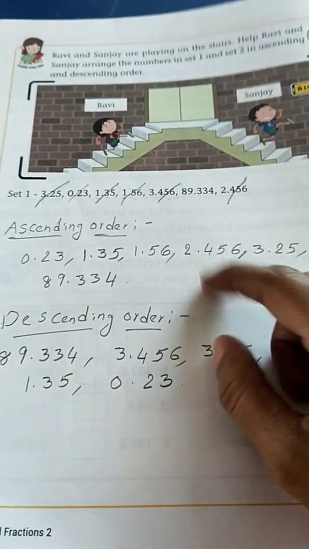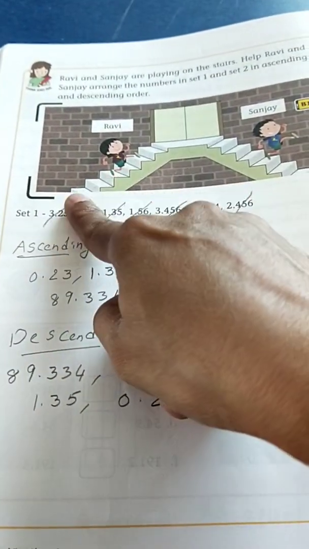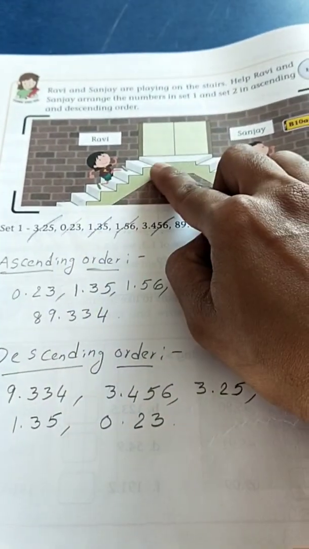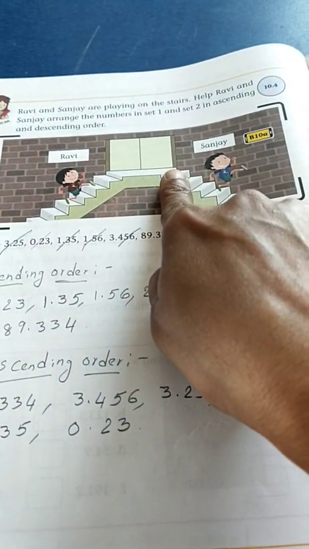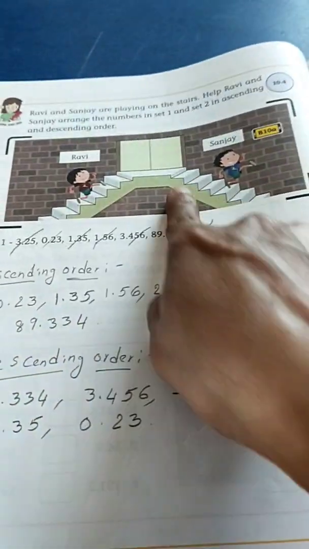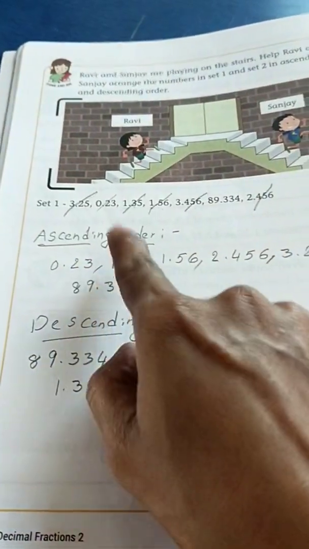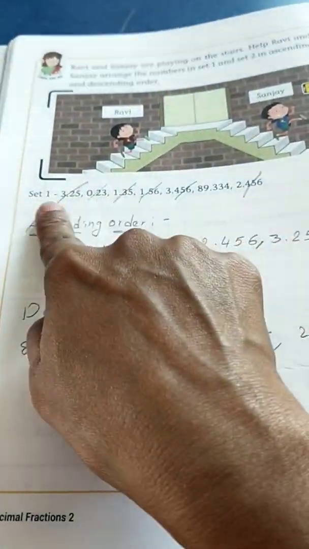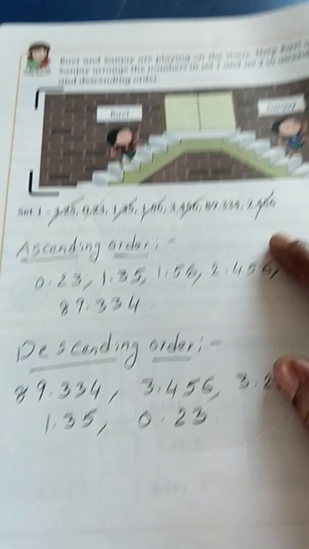Small to big. See here, Ravi is moving down to up and Sanjay is up to down. So it is ascending order, this is descending order. You have to help them. Ascending order. Set 1, what are the numbers given here? These numbers are given.